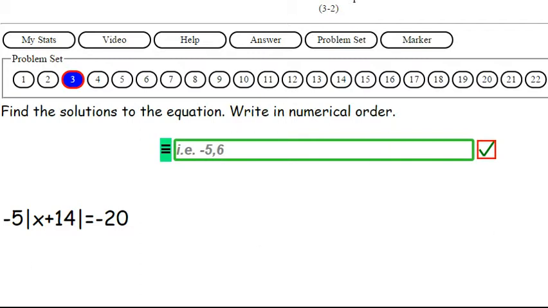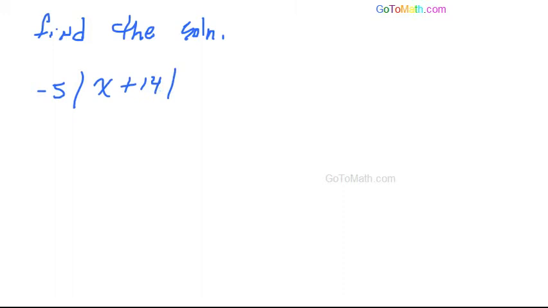Alright, so let's spend a second here and let me write this down. Negative 5 absolute value of x plus 14 is equal to negative 20. Let's go over to the whiteboard. So the idea is we want to find the solutions to the equation. And this is the equation. Negative 5 absolute value of x plus 14 is equal to negative 20.